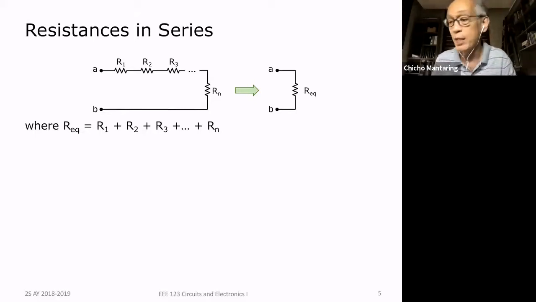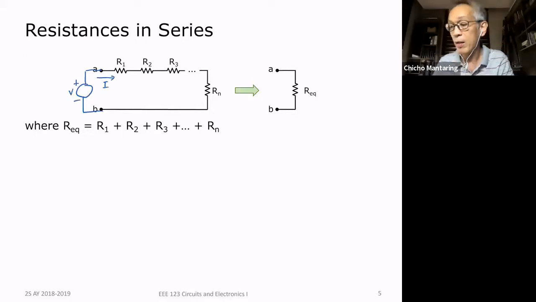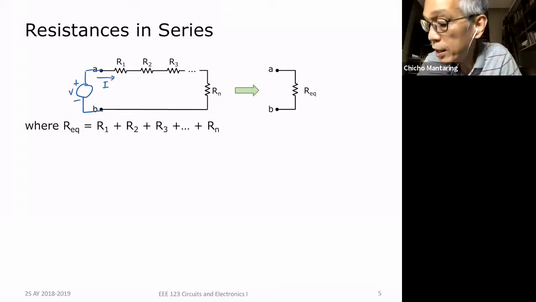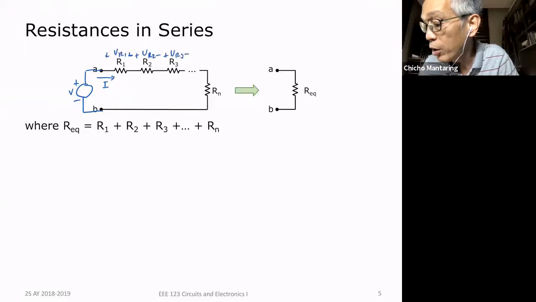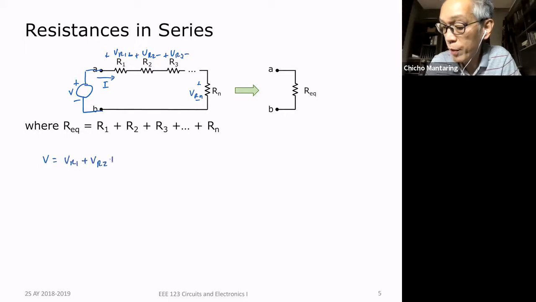And it's very easy to prove this. Okay. Let's say I apply a voltage here, V, plus or minus V, and I get a current I. So this is the voltage VR1, this is the voltage VR2, this is the voltage VR3, all the way to VRN. If I apply KVL here, what am I going to get? I'm going to get V is equal to VR1 plus VR2 plus VR3 all the way to VRN.